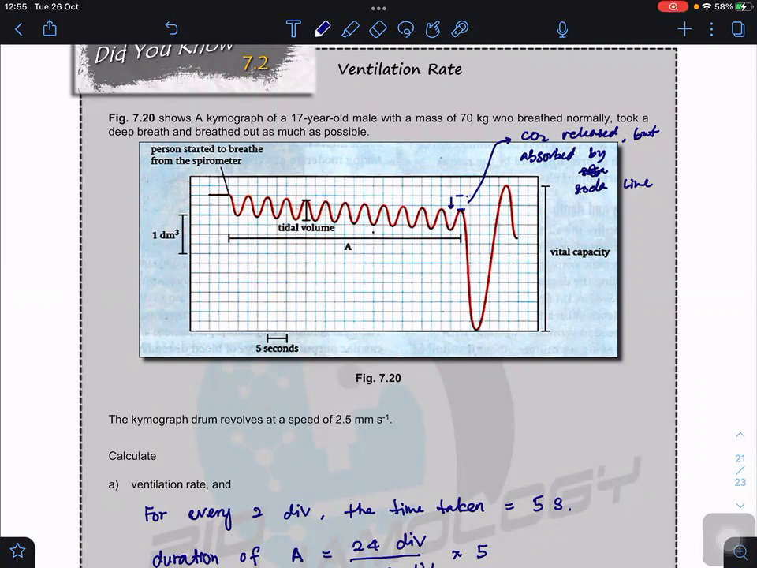If you don't have soda lime, what will happen? If you don't have soda lime, you will get back the same. It won't change; it won't decrease. You can see the overall trend, but there is no decrease if we remove the soda lime.